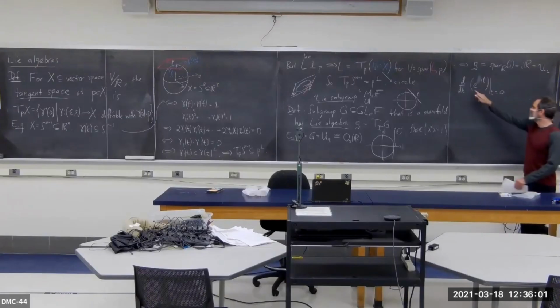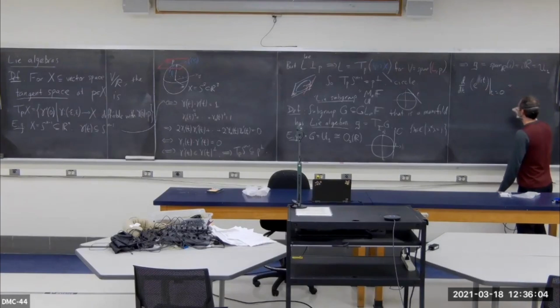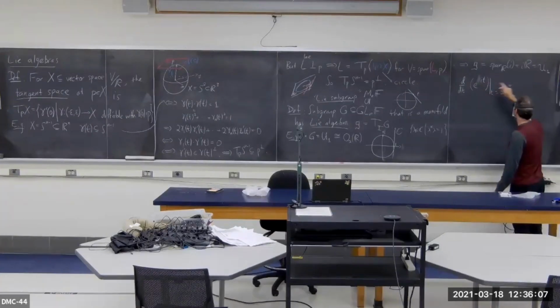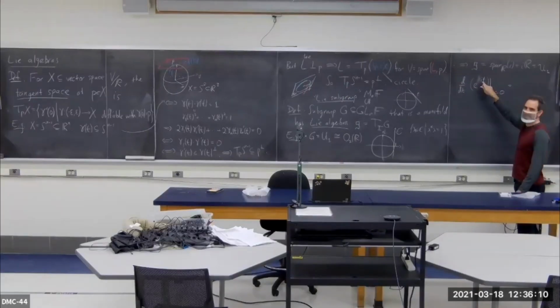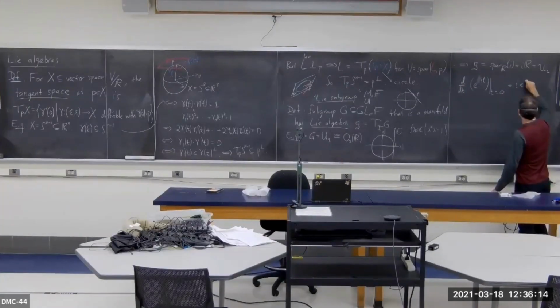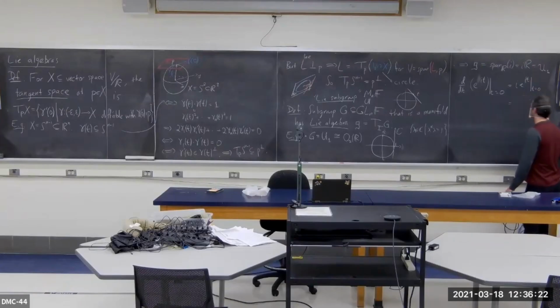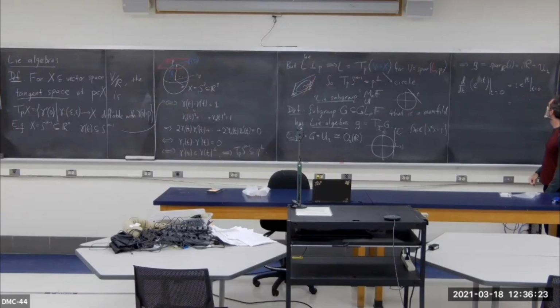Well, what is the derivative of e to the it? Oh, you're in terms of t, yes, i e to the it. Right? So when I set t equal to 0, what do I get? I just get i, which is good because that is a purely imaginary complex number, right?